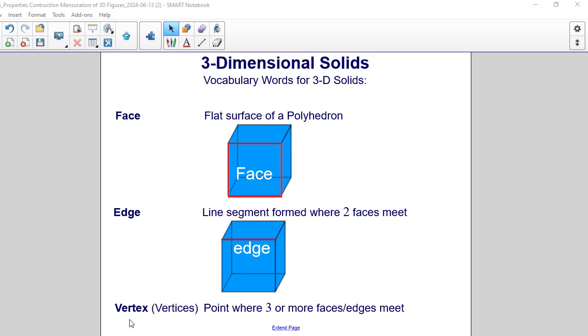The next word is vertex. The plural is vertices. That is a point where three or more faces or edges meet. So if I look up here at this vertex, where my cursor is, that is a place where three faces or three edges meet.